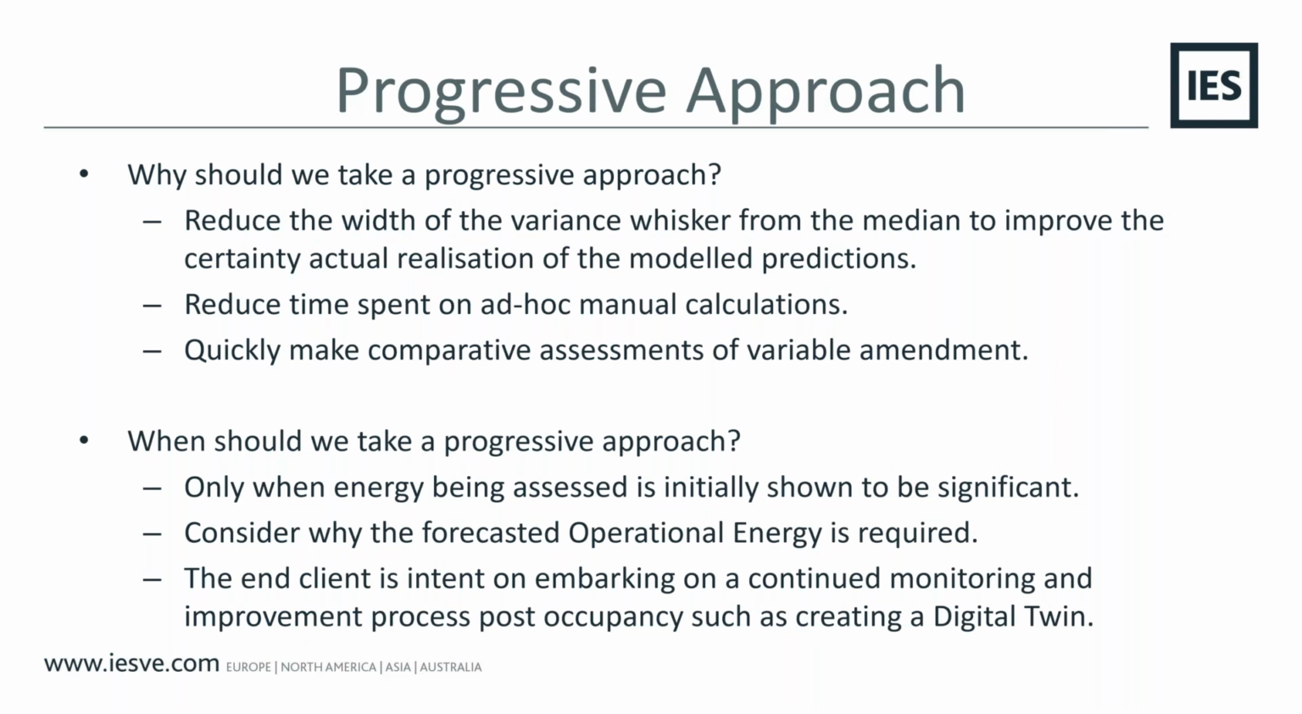So why should we try and take this progressive approach? Well, this is a mouthful for me, but we want to try and reduce the width of the variance whisker from the median to improve the certainty of the actual realization of the modeled predictions. So, as I say, it sounds like a mouthful, but put simply, we're trying to reduce the error bars on the top and bottom of the predicted energy use.